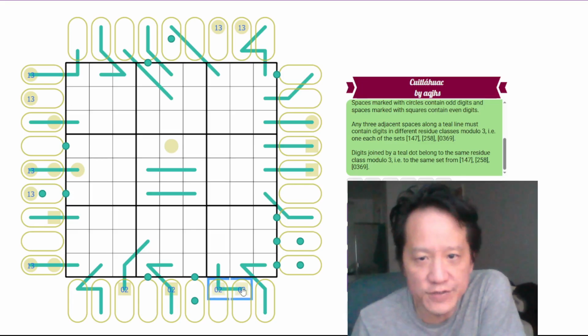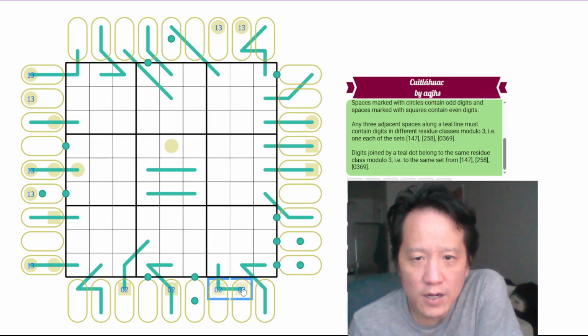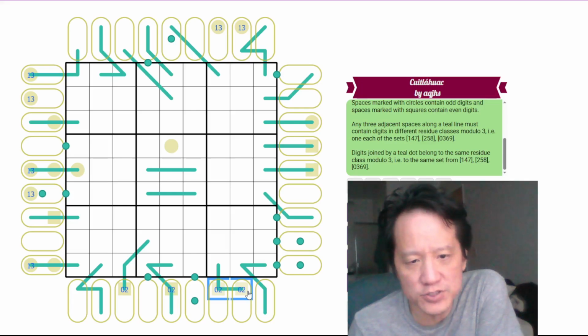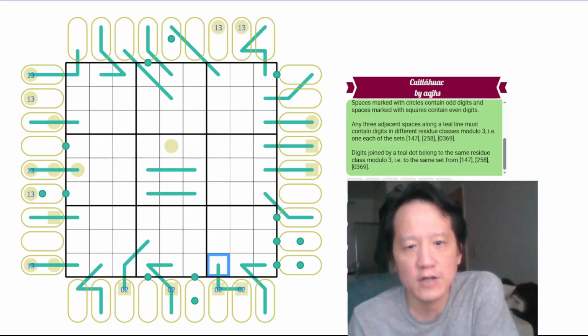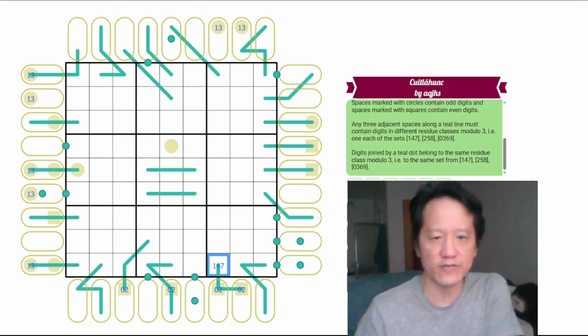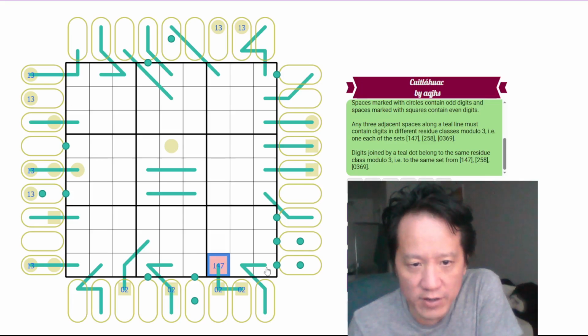These are in different modulo sets. Since these are different modulo sets, one of them is 0 and the other one is 2. So one's 0 modulo 3, the other one's 2 modulo 3. Therefore, this must be 1, 4, or 7, 1 modulo 3, and we'll color that red.